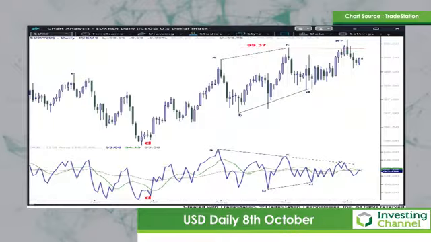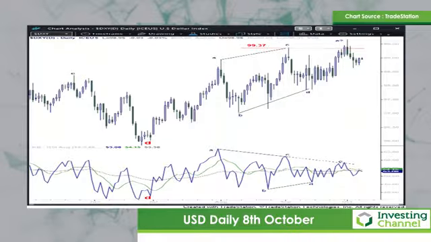Hello, I'm Kevin Ball from FX Trading Company, and I'd like to take another look at the US dollar, which we looked at on the 4th of October. If we look at our first chart, which is the US dollar daily captured today on the 8th of October, and as I mentioned, we looked at this on the 4th, which is only 2 trading days ago.